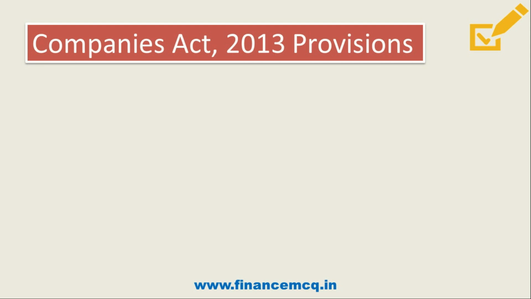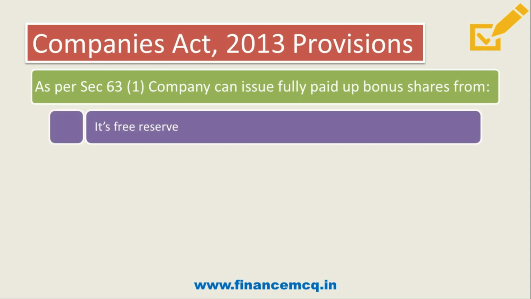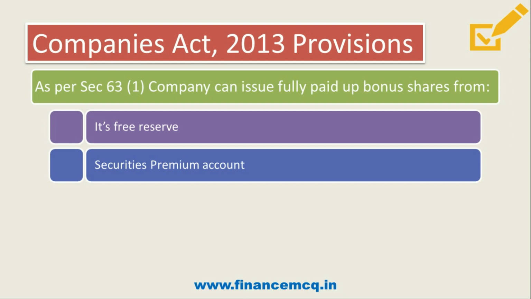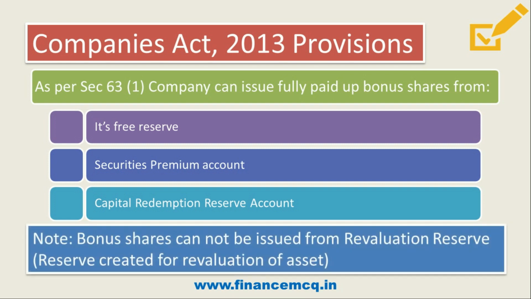Now friends, let us discuss Companies Act provisions related to bonus issue of shares. As per Section 63(1), a company can issue fully paid up bonus shares, and for this purpose it can use funds from its free reserves, from securities premium account and from capital redemption reserve account. Here one important thing to note is that bonus shares cannot be issued from revaluation reserve account, which is created out of revaluation of fixed assets. So I hope Section 63(1) is clear. Now let's move to the next point.